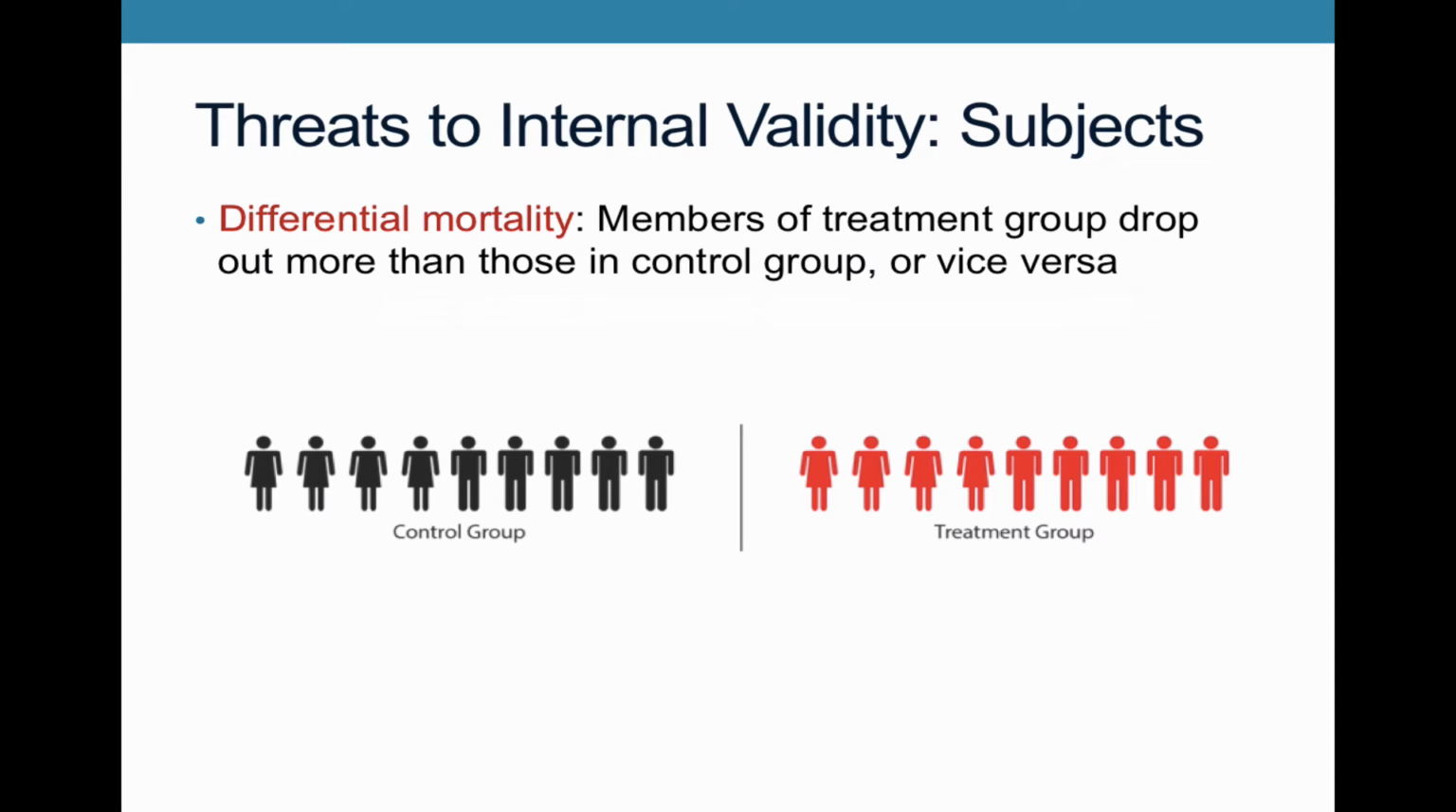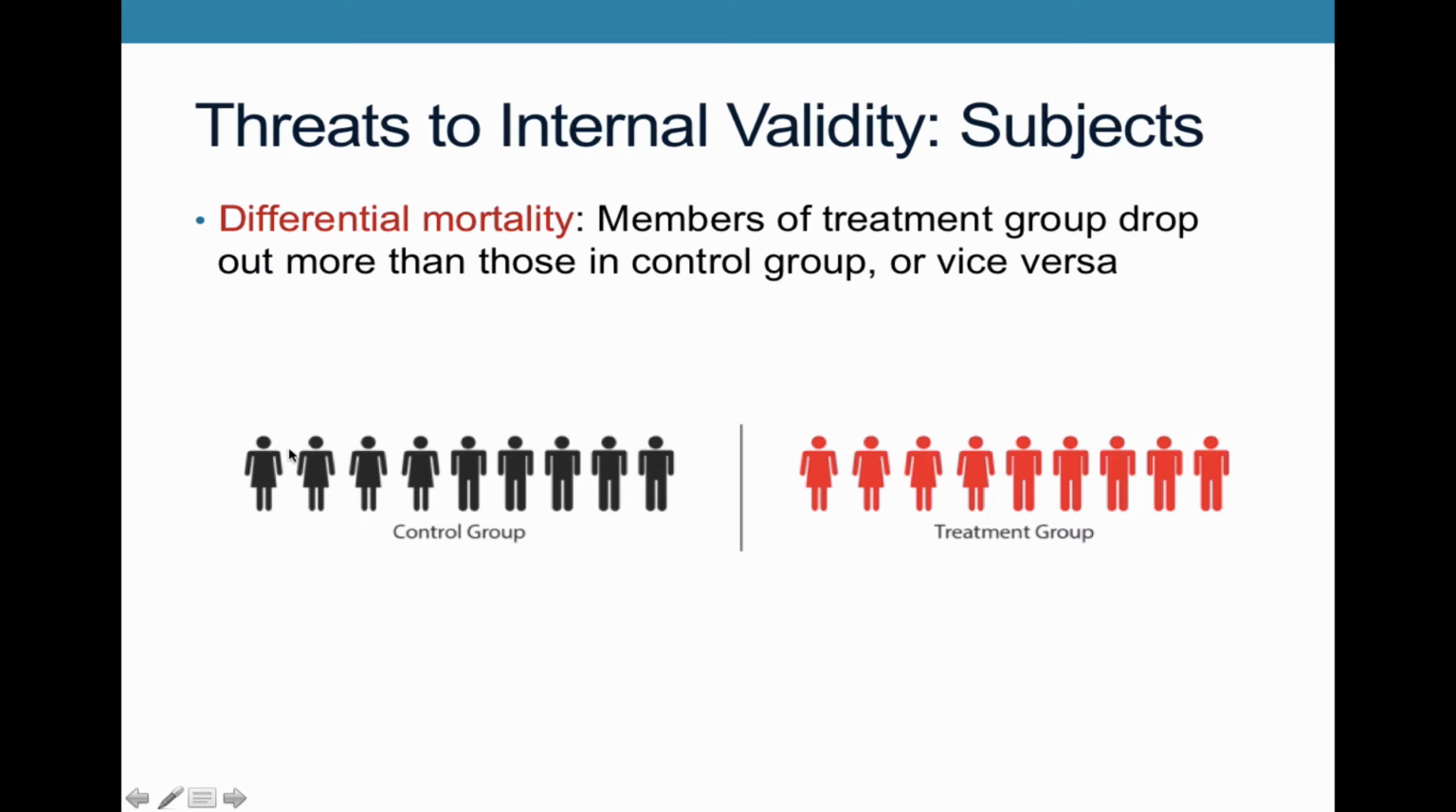Another potential problem could be what's called differential mortality, which is that members of the treatment group drop out more than those in the control group, or vice versa. Maybe members of the control group are more likely to drop out. So if we say each person here represented 10 people, right? It could be that you have 1, 2, 3, 4, 5, 6, 7, 8, 9. So this is 90 people, say.